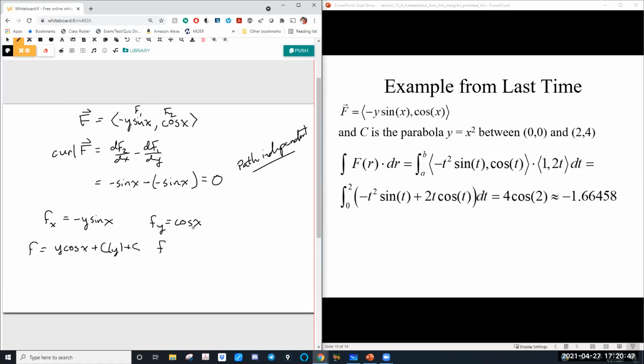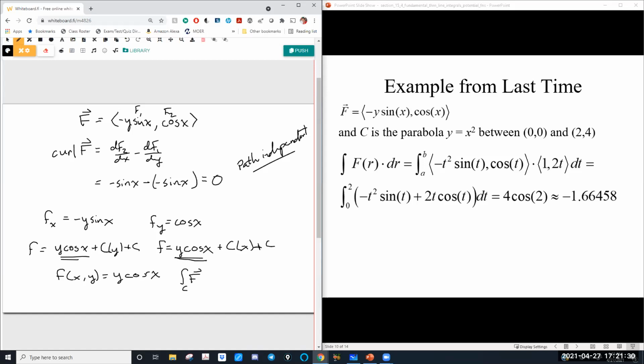Here, cosine of x is a constant with respect to y, so taking an antiderivative with respect to y would yield y cosine of x. There could be a constant in terms of x and some general constant. Well, look at what happened here. Our interactive term came out exactly the same. We have no need for a constant in terms of y or a general constant. So we have a potential function in this case, which is y cosine of x, which means we can apply the fundamental theorem of line integrals.